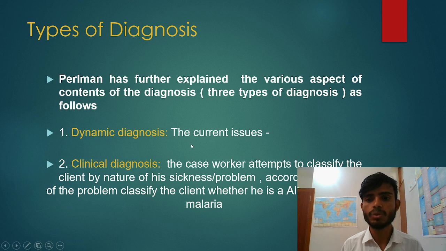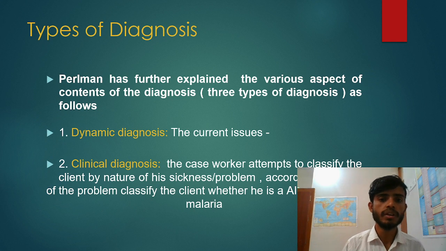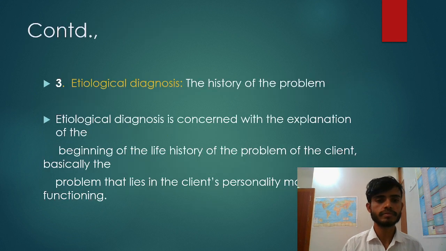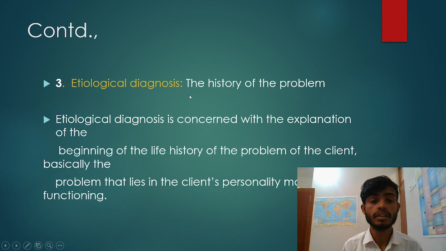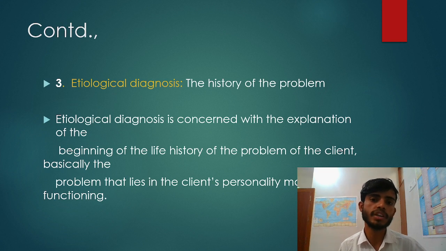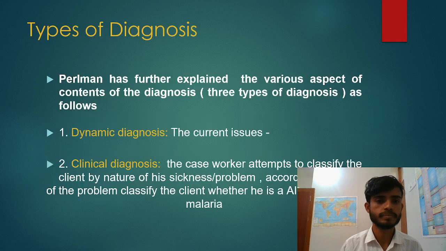The caseworker attempts to classify the client by the nature of his sickness and problem. Here we will try to understand the nature of the sickness, which type of problem he has. Maybe he has AIDS, maybe malaria. In clinical diagnosis we have to understand the nature of the problem and sickness. The third one is etiological diagnosis. Here we have to understand the client history, how the problem originated and how the problem arose. Everything we have to study in the etiological diagnosis.